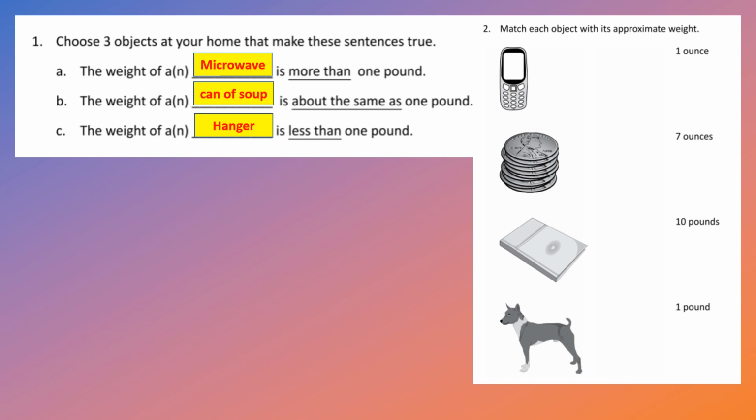Now, you do not have to choose the same objects that I chose. I really want you to choose objects around your home that are different from mine, but you can use my objects as examples of the general weight, okay?